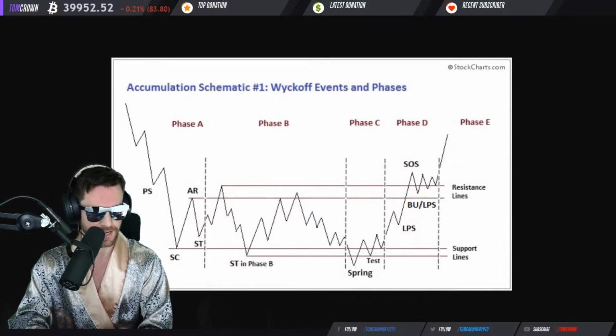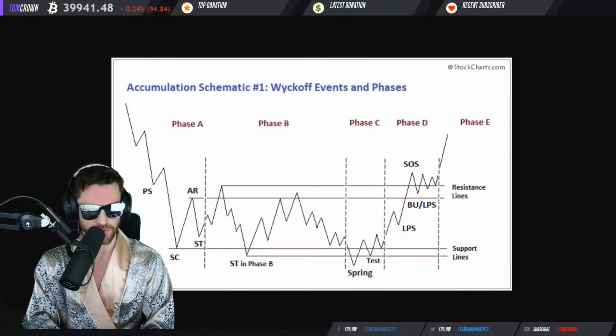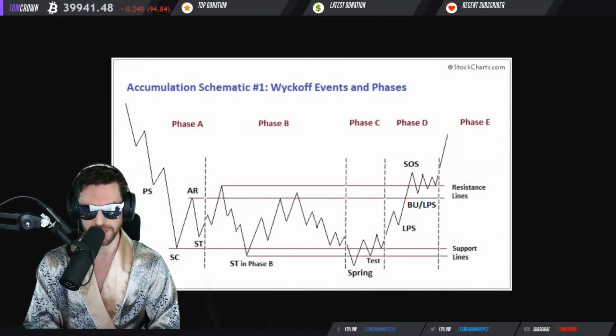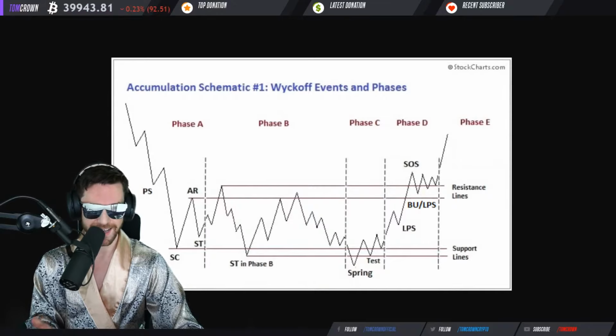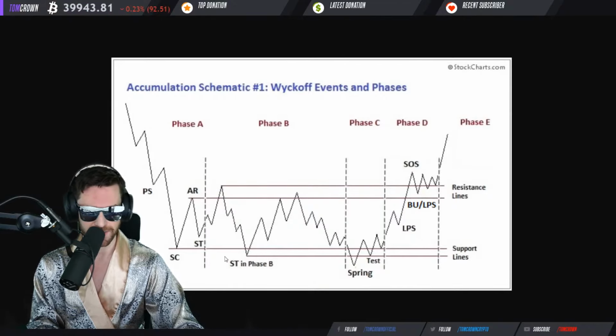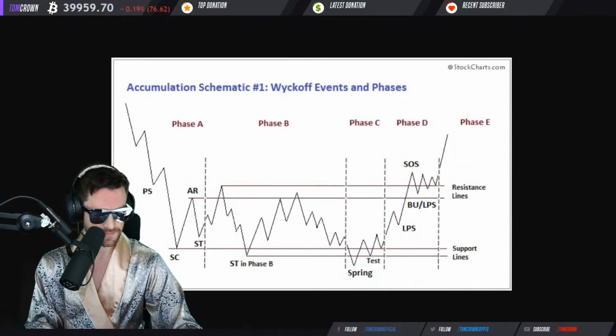AR, automatic rally, which occurs because intense selling pressure has greatly diminished and a wave of buying pushes the price back up. Typically, we see a lower high there. ST, down here, you can see this in phase B, is the secondary test in which price revisits the area that the selling climax hit, to test the supply and demand balance at those levels.